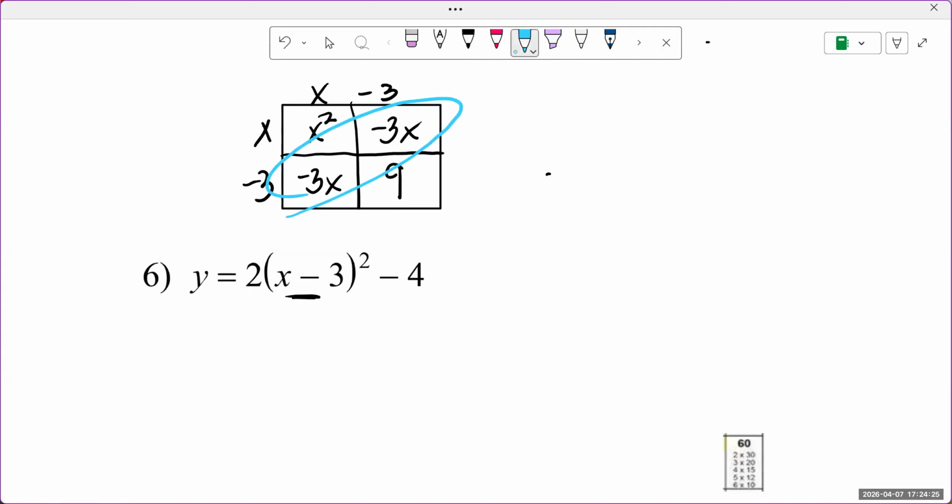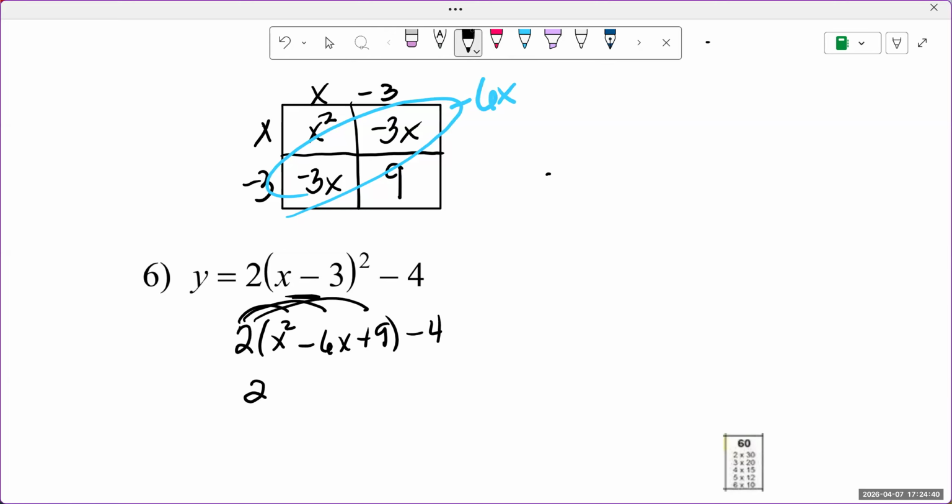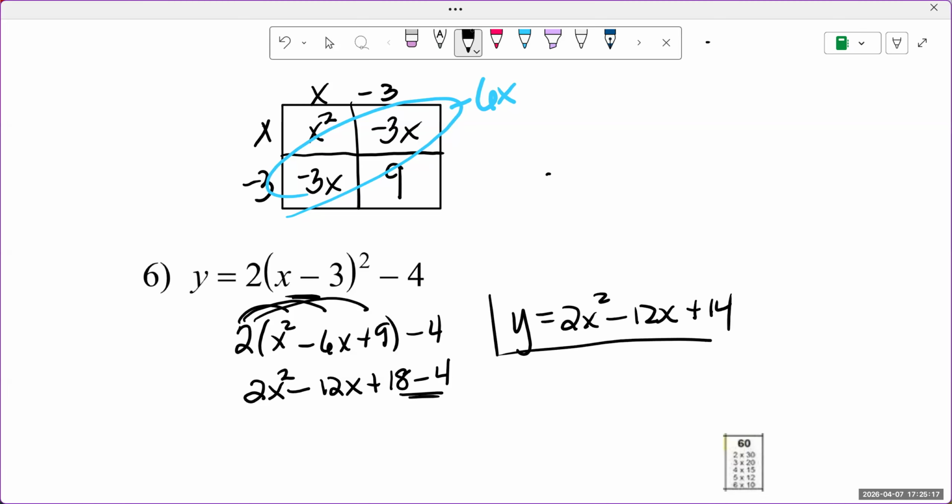So combine like terms is negative 6x. So don't forget the 2. X squared minus 6x plus 9 minus 4. So now I'm going to distribute, and I'm going to get 2x squared minus, multiply the 2 and the 6 is 12x, plus multiply 2 times 9 is 18, minus 4. Okay, now combine like terms. So we get y equals 2x squared minus 12x plus 14.